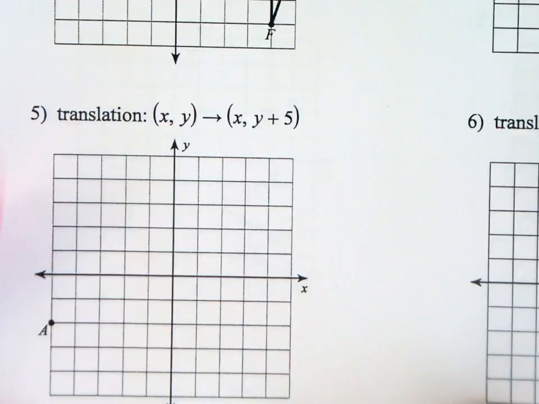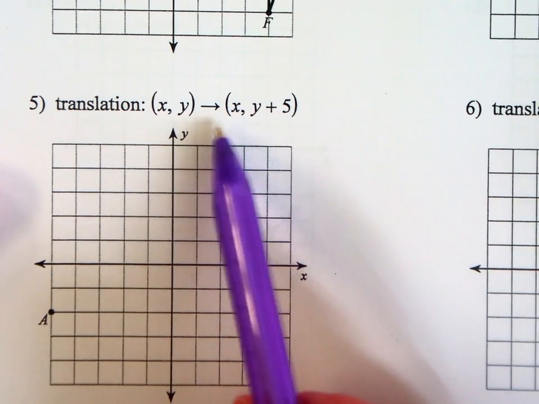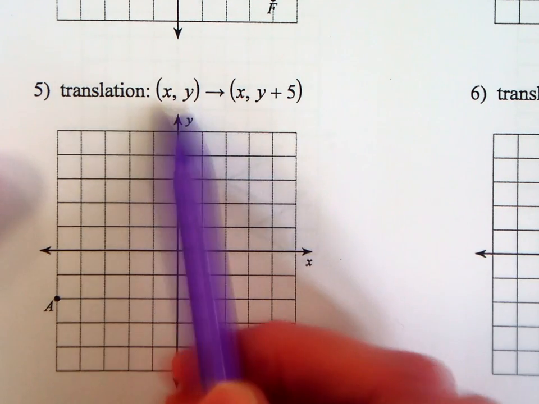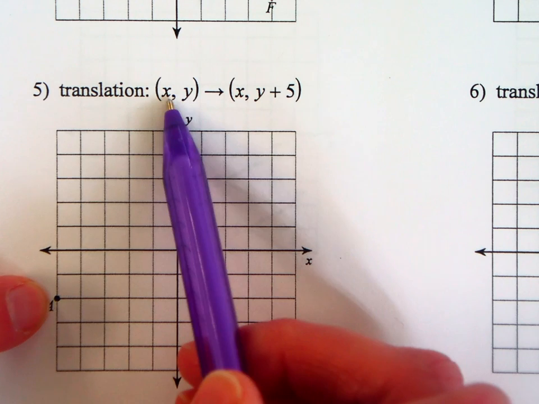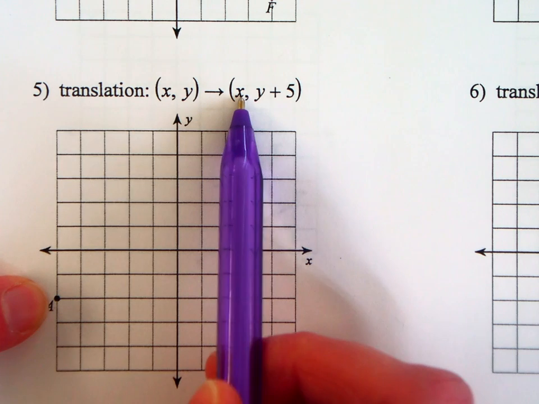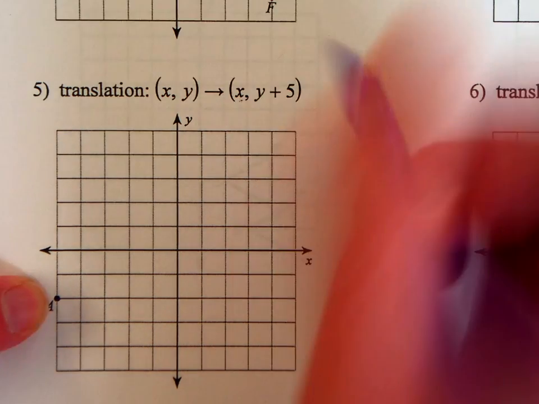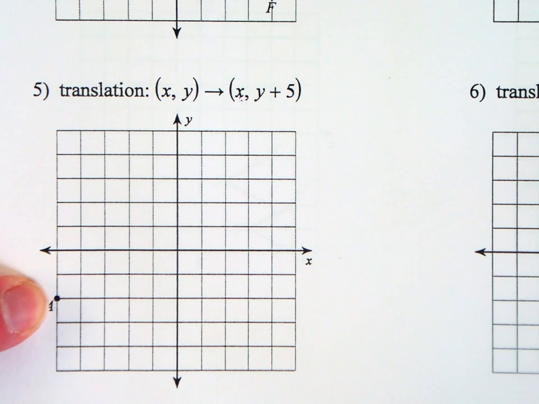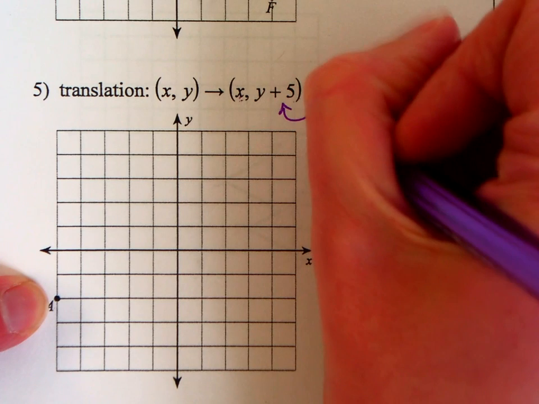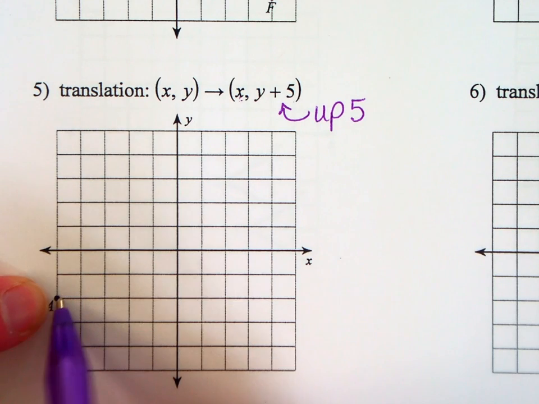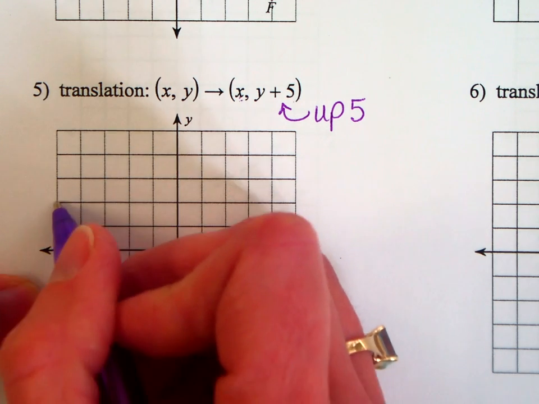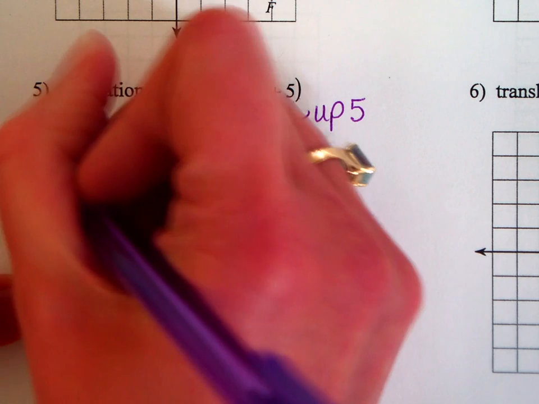All right, now on number 5, instead of giving us words, they wrote it out as the rule here. So here's our original point, A, and it just has x, y values, and they say after the translation, x looks like it just stays the same, so I'm not going to move left or right, but for my y values, I'm going to add 5. So this is telling me that I'm going to go up 5. So I'm not moving left or right, I just go up 5 units. And that would be my A prime.